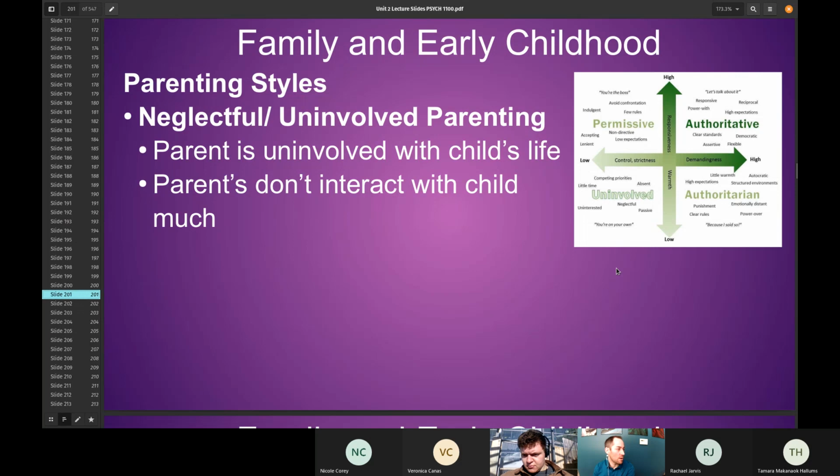All right, so let's move from the top right corner of this box. Authoritative parenting is both high in warmth and high in demandingness. So you have structure, there's rules, but a parent will be going back and forth. In early childhood, this might be something like a child asking why they have to wear socks, or why they have to wear pants. That's one that often comes up in our house, actually.